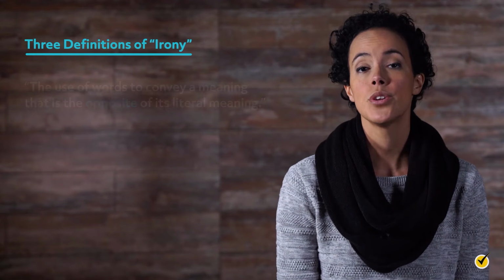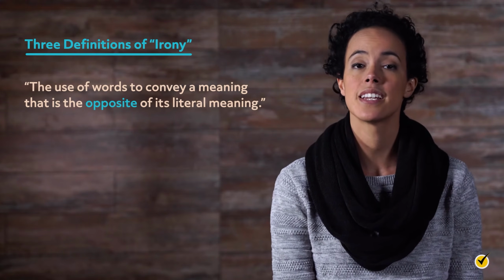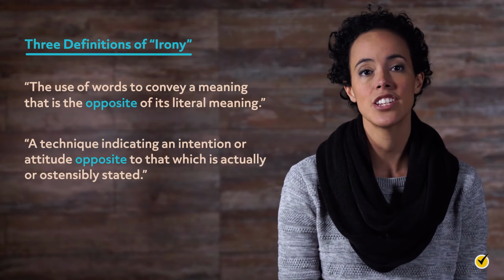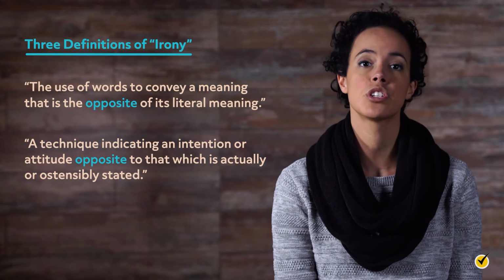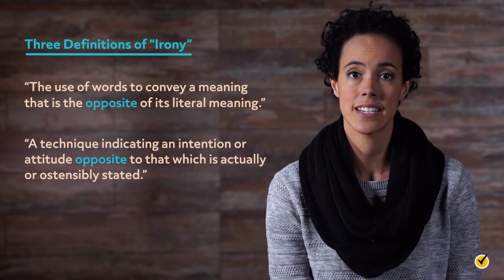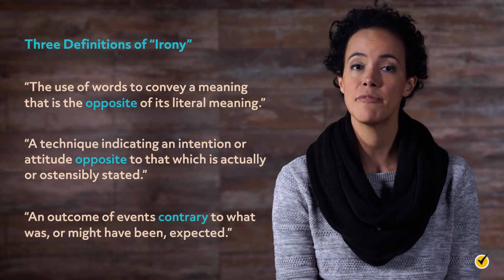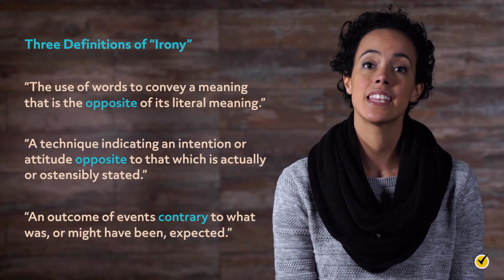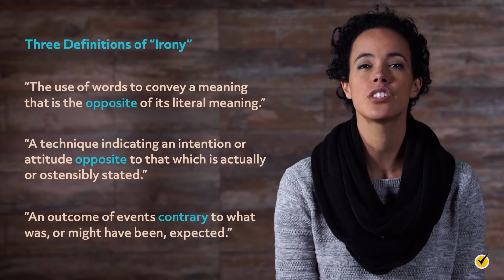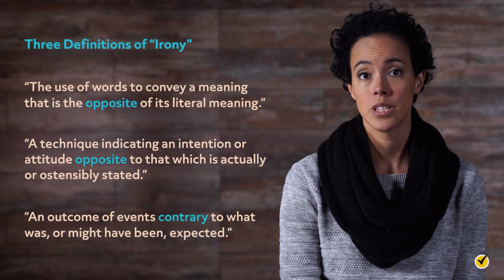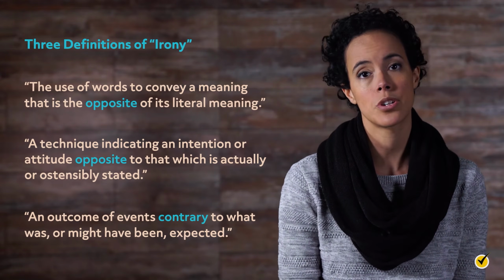Dictionary.com includes 6 separate definitions of irony, but today we'll just be looking at these 3. The use of words to convey a meaning that is the opposite of its literal meaning. A technique indicating an intention or attitude opposite to that which is actually or ostensibly stated, and an outcome of events contrary to what was or might have been expected. As can be seen in these 3 definitions, there is at least one crucial element that binds all examples of irony together: oppositeness or contrariness.